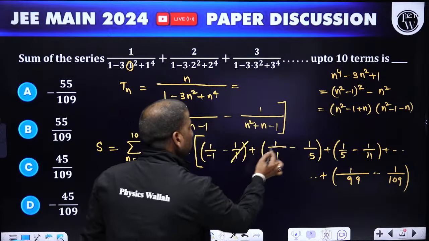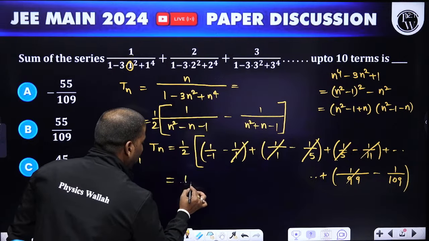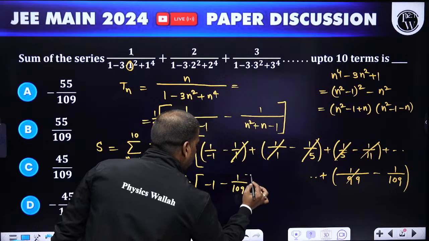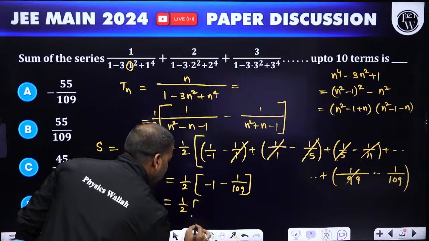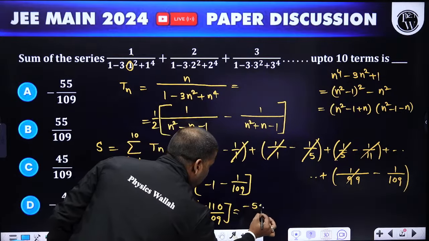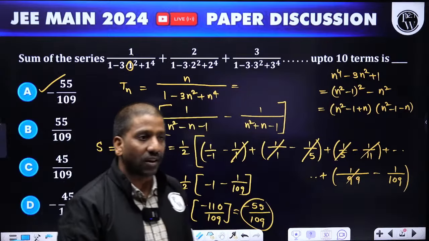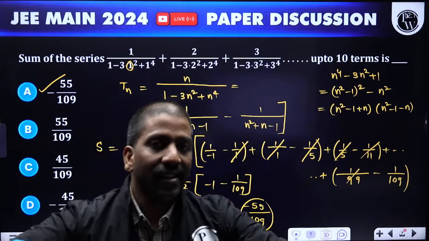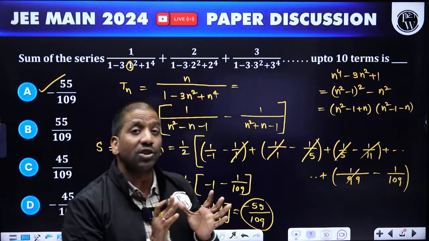If you observe, these terms got cancelled. So what do you get finally? 1 by 2 times minus 1 minus 1 by 109. So 1 by 2 times minus 110 by 109. If you divide, it is minus 55 by 109. So minus 55 by 109 is the right answer. This is the easiest method using a telescopic series.